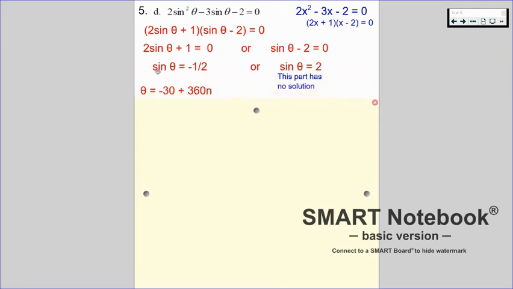So now I'm just looking at this. When is the y value equal to negative 1/2? That's an exact value. Negative 1/2 is at negative 30. That's in the 4th quadrant. And the sine is also going to be negative in the 3rd quadrant. So my other solution is going to be over there. And that's going to be theta equals negative 150 plus 360n. You could use 210 degrees here, that would also work. You could use 330 degrees here, that would also work. So again, some different options that you would have for those.